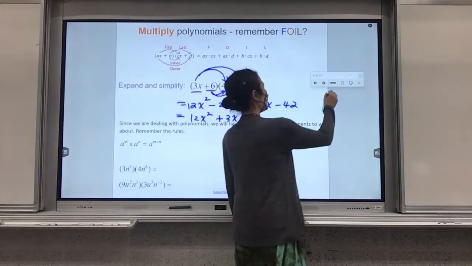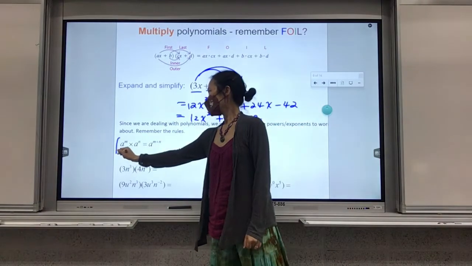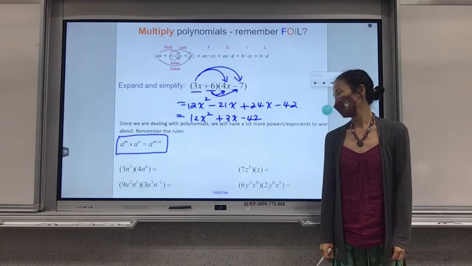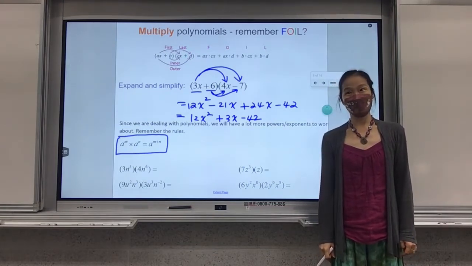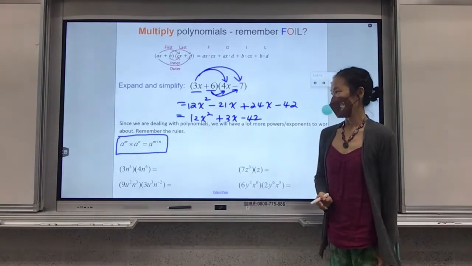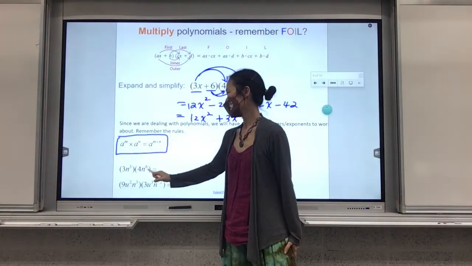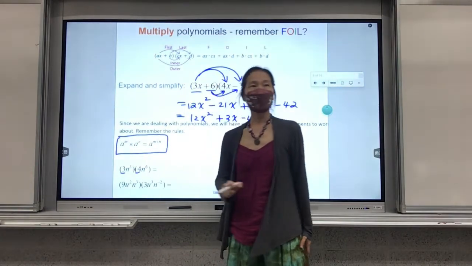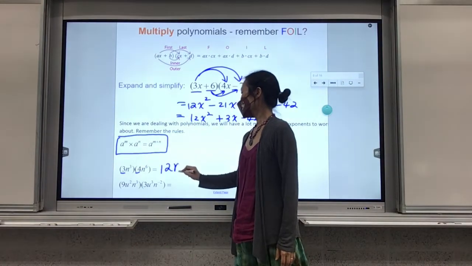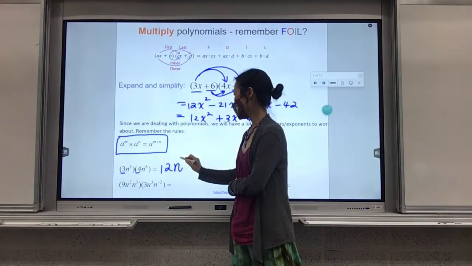Since we're dealing with polynomials, you have to know when you multiply with the same base, you add the exponents. Yeah? When you multiply with the same base, you add the exponents. For example, 3n cubed times 4n to the 6. Number times number, 12. n to the power of 9. Yeah, 3 plus 6 is 9.